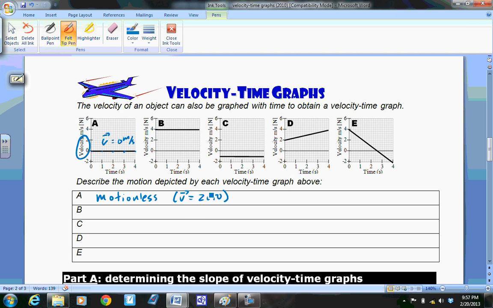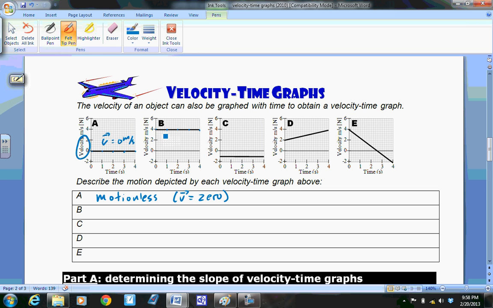Quick reminder, when we deal with velocity, we use the symbol V with the vector arrow on top. Okay, let's look at vehicle B now. B, at 0, is moving at 4 meters per second north. At 1 second, it's still moving at 4 meters per second north. At 2 seconds, it's the same, 4 meters per second north. 3 seconds, 4 seconds, it's moving at 4 meters per second north.